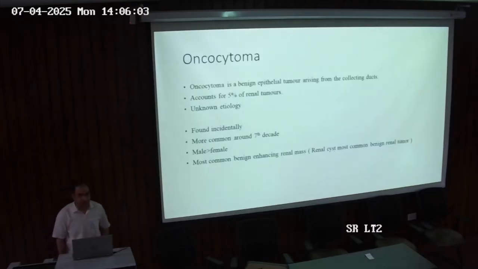So now first is the oncocytoma. Oncocytoma is a benign epithelial tumor arising from the collecting duct, and it accounts for 5% of renal tumors. Etiology is unknown. Most tumors are found incidentally and usually seen after 7 decades of age. More common in male, and this is the most common benign enhancing renal mass. I already told you. Keep in mind, oncocytoma arises from the collecting duct.